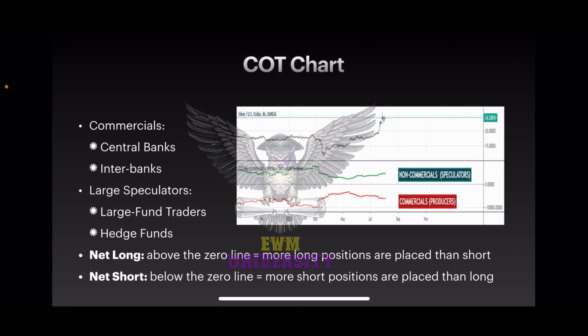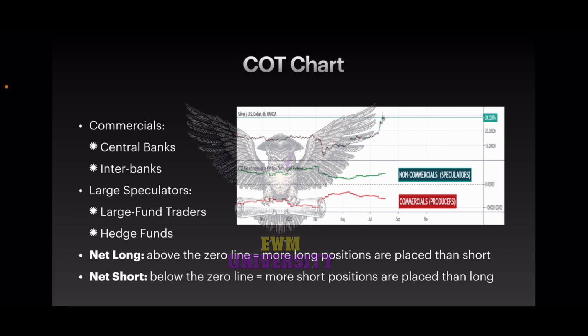Now, when we talk about the commitment of traders chart, there are just going to be some key aspects to it that we need to know, because it's actually very, very simple to read and comprehend. So one thing we need to know is that there are going to be two factors that we're going to focus on. And that's going to be the commercials and the large speculators. The commercials are going to be notated in red, and the commercials represent the central banks and the interbanks. And the large speculators will be notated in green, and represent large funded traders like hedge funds.